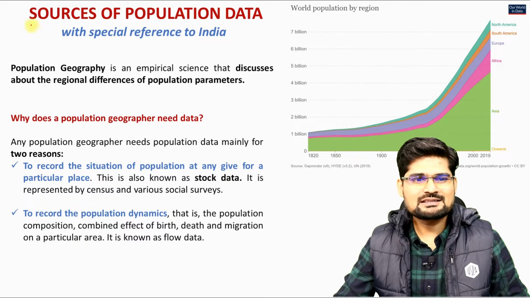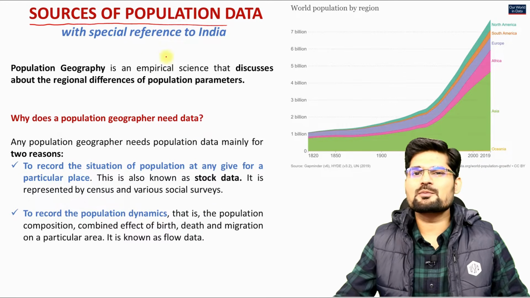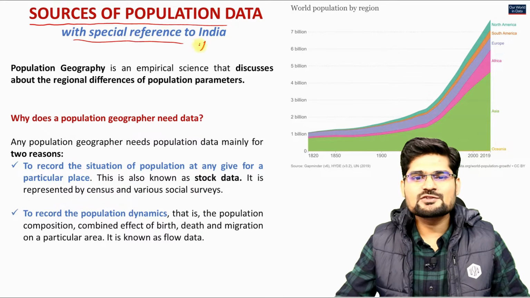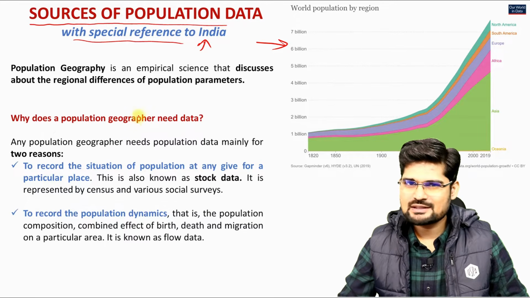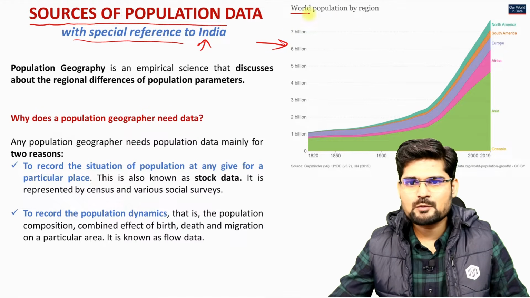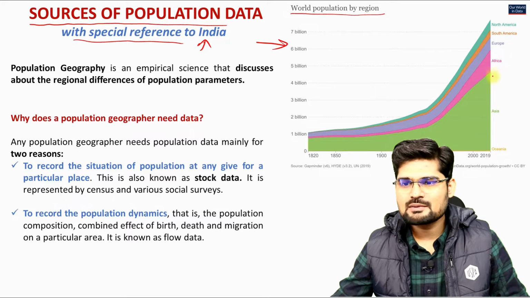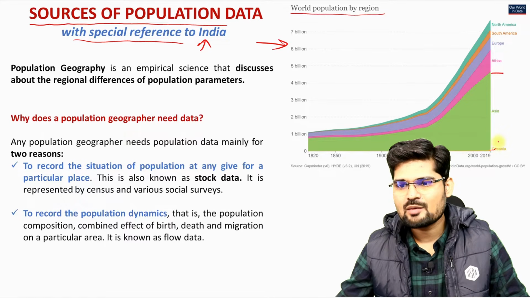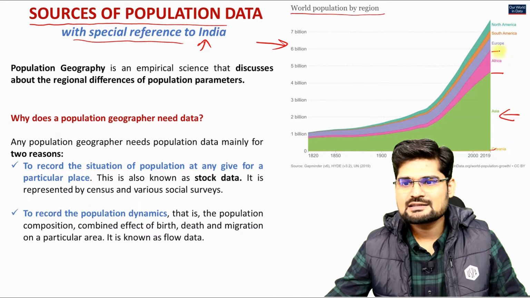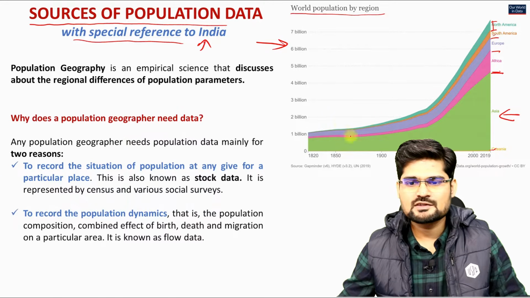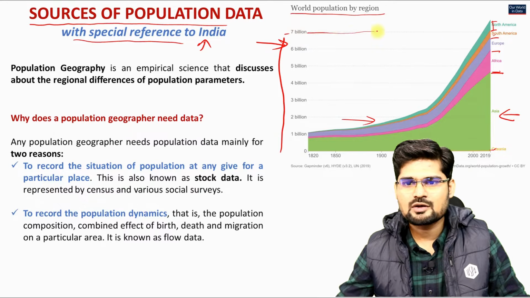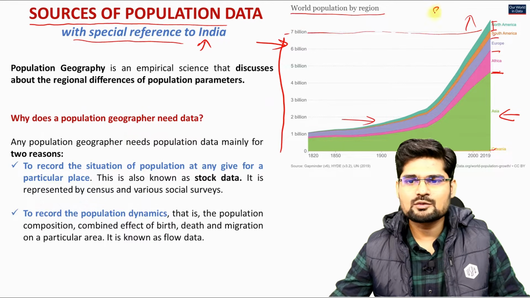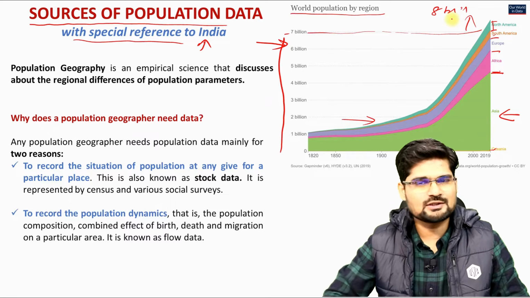So now, let's learn about the various sources of this population data with special reference to India as well. Now, if you look into this particular graph at first, what does it show? It shows us the world population by region. So remember, this Asian region has the dominating population of the world, then is Africa, then is Europe, and then South America and North America if you observe the distributions here. And this is where you see the 7 billion mark being crossed already. So we are now heading towards the 8 billion mark of population across the world.